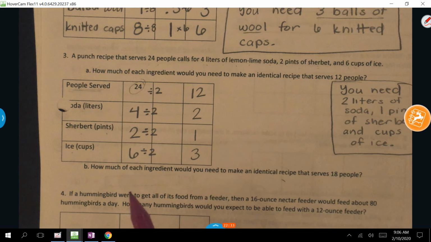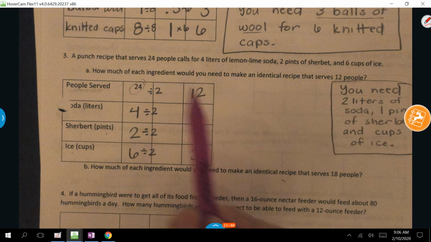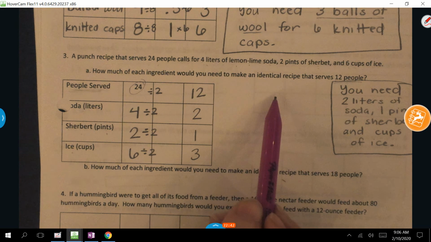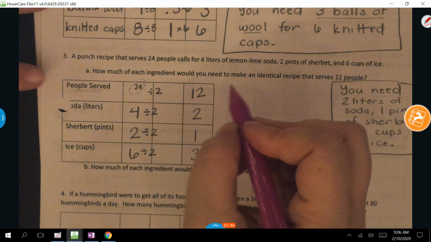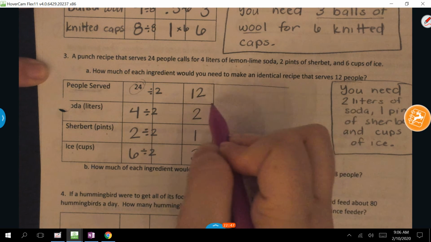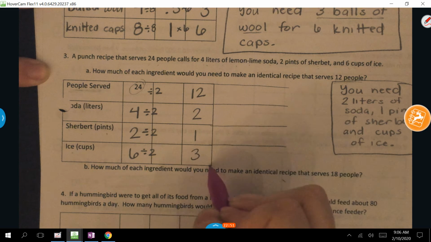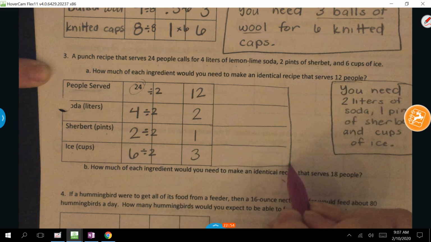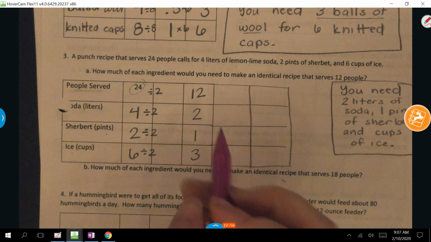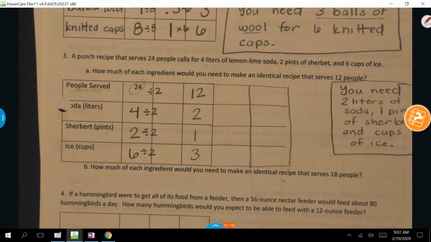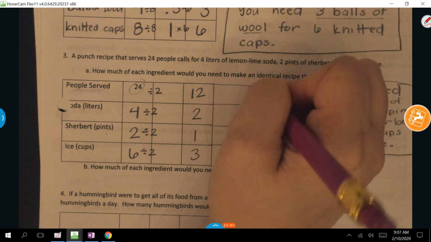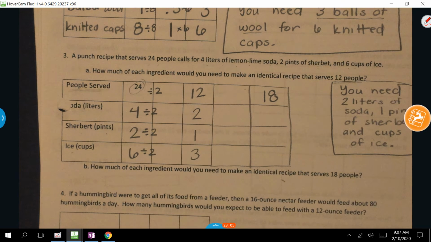All right, so part B says, how much of each ingredient would you need to make an identical recipe that serves 18 people? Now, guys, am I going to be able to go directly from 12 to 18? No. So I'm going to add a little bit more onto this chart. Just making my chart a little bit longer. Y'all okay with that? And I'm going to make 2 spots because I can't go from 12 to 18, so I'm giving myself some extra space. We know we're trying to get to 18. Y'all agree?